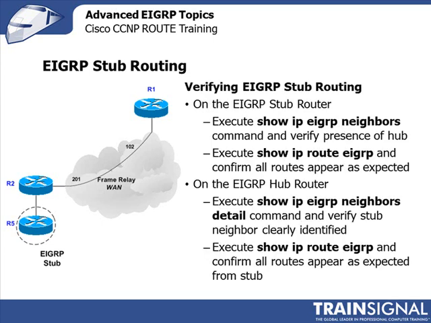Verifying that it's operational actually requires execution of the show IP EIGRP neighbors command. If you execute it, it's going to show the presence of the hub router. If you do show IP route EIGRP on the stub router, it's actually going to show all of the routes that you expect. But on the hub router, if you do show IP EIGRP neighbors detail, it will actually clearly identify it as a stub router. And then if you do show IP route EIGRP on the hub router, look and see if all the routes coming upstream are as expected.